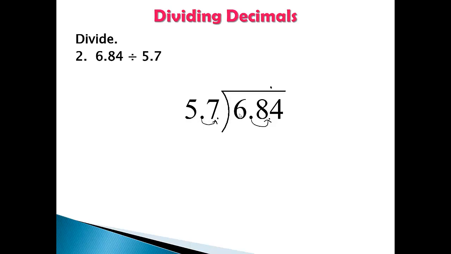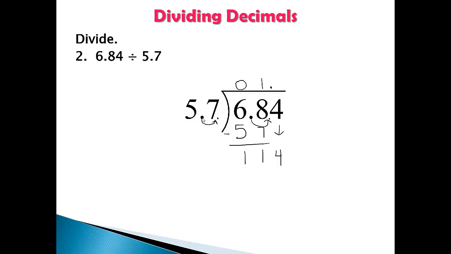57 goes into 6 0 times. So we'll put our 0. 57 goes into 68 one time. 1 times 57 is 57. And we will subtract. 8 minus 7 is 1. And 6 minus 5 is 1. Now we need to bring down the 4.